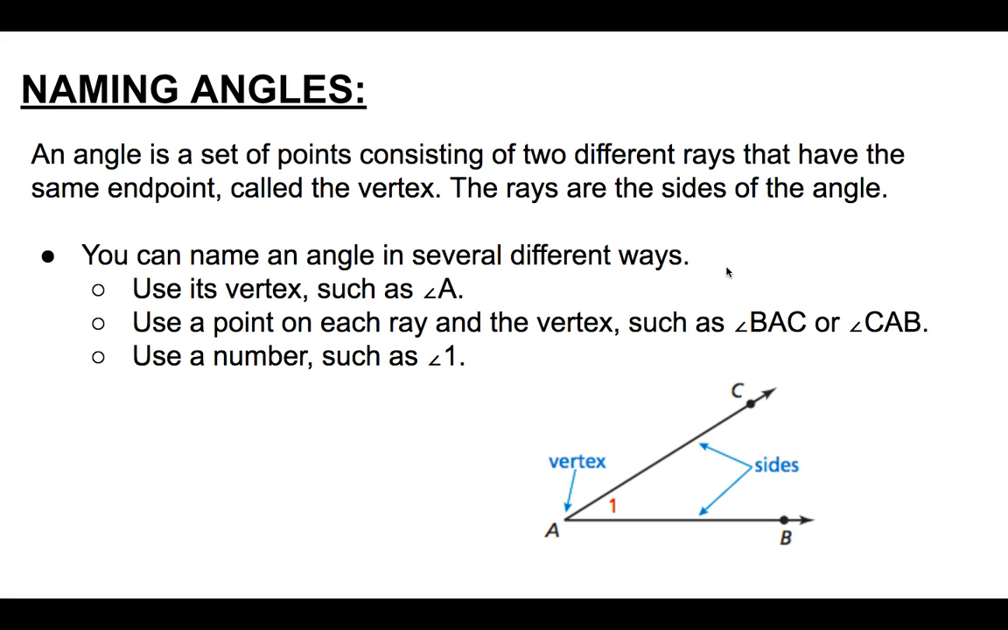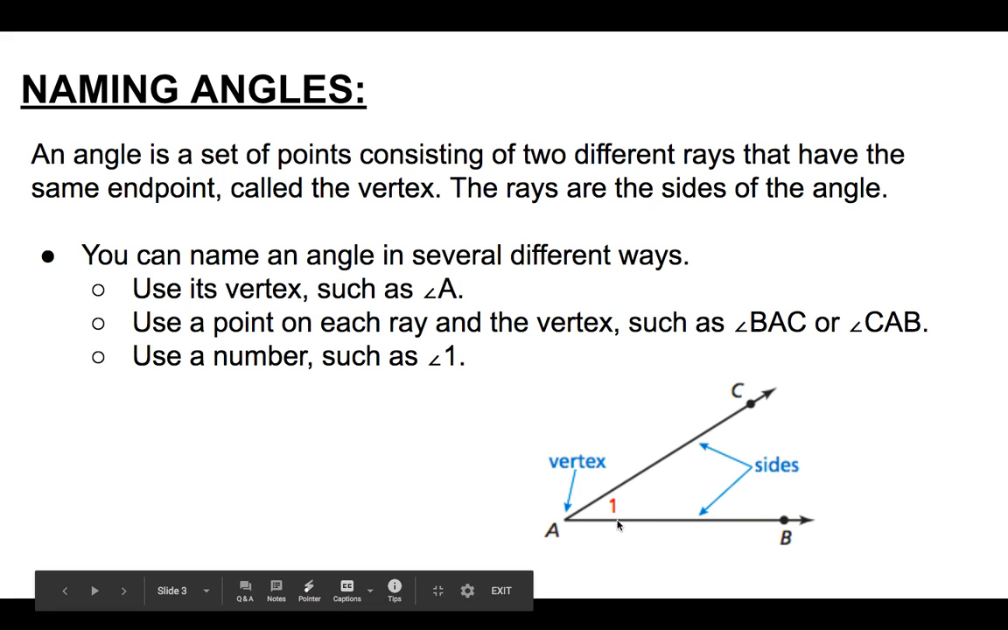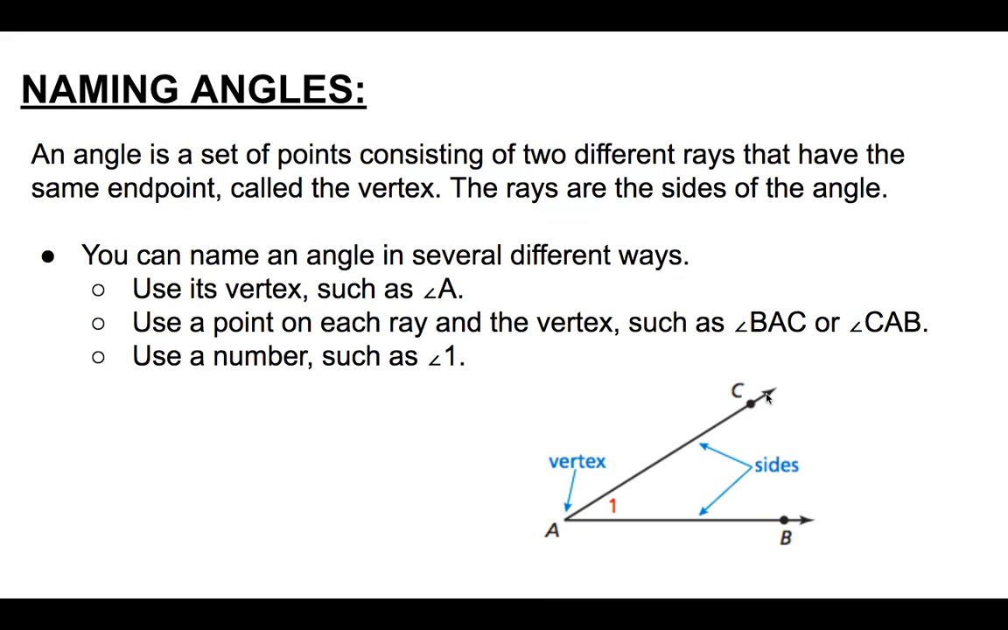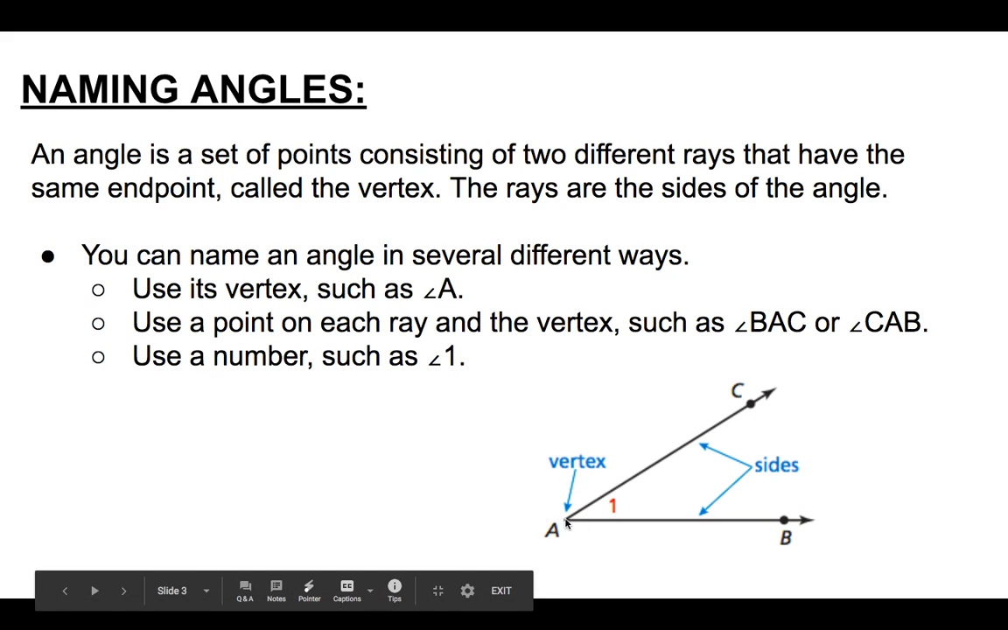So an angle is a set of points consisting of two different rays that have the same endpoint called the vertex. The rays are the sides of the angle. So we can name angles several different ways. We can use its vertex, such as if we look at this image here, I could call this angle A, because notice the vertex, meaning the point where the two rays meet, is here.